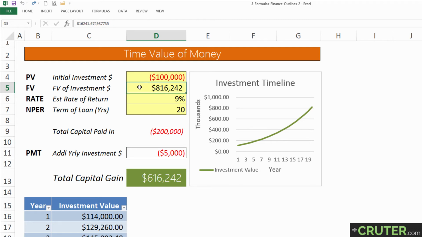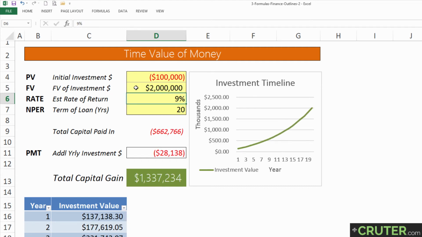Now I've switched up the calculation from the future value of the investment to the payment. How much do I have to pay yearly into the investment to therefore be able to have $816,000 in 20 years from today? So again, usually you're thinking, I want to have $2 million in my investment account when I retire, versus saying I only have $5,000 extra per year to put in. How much will that get me in 20 years from today?